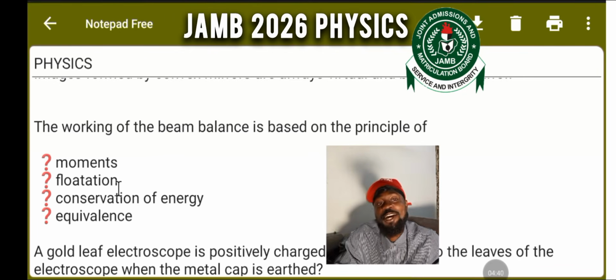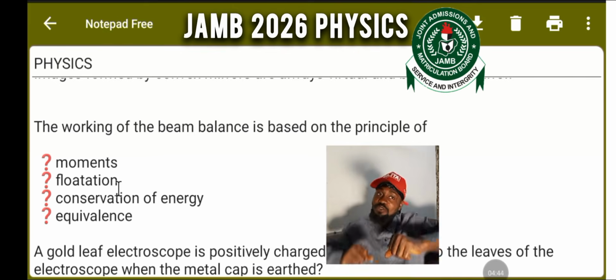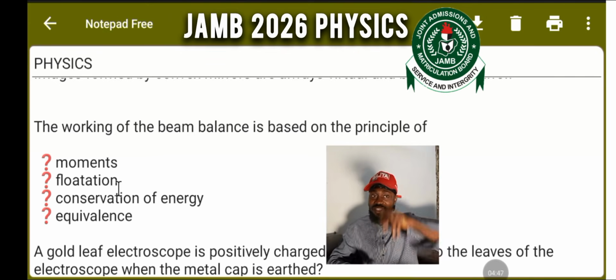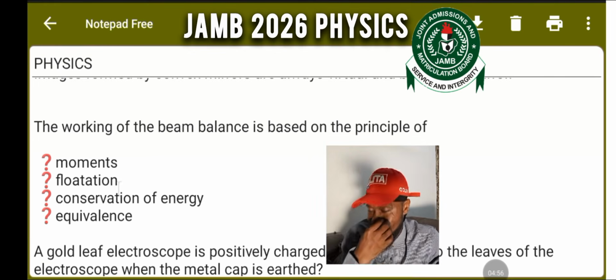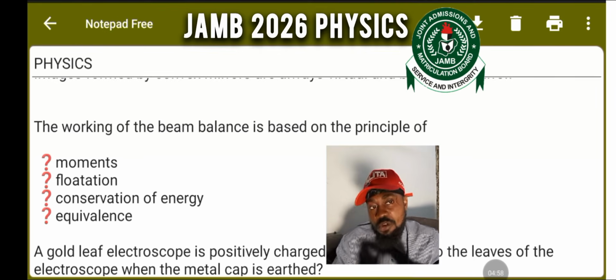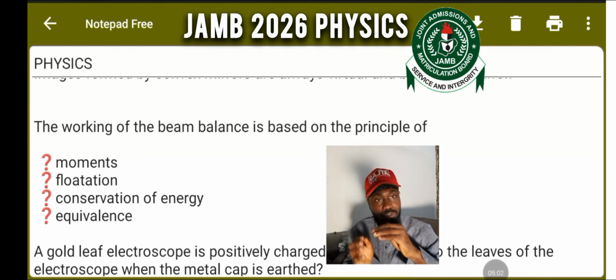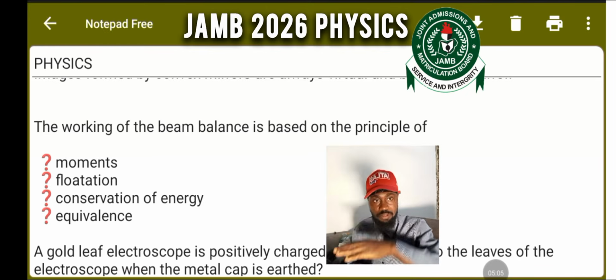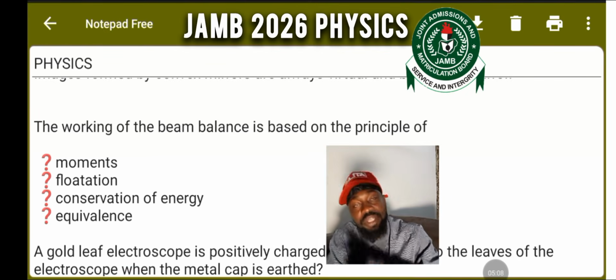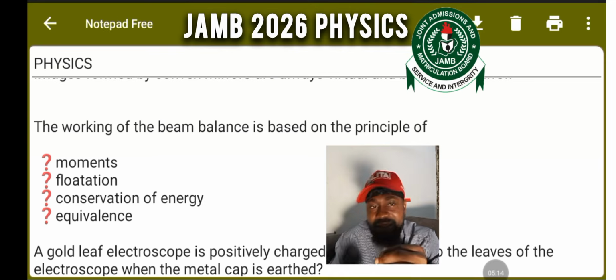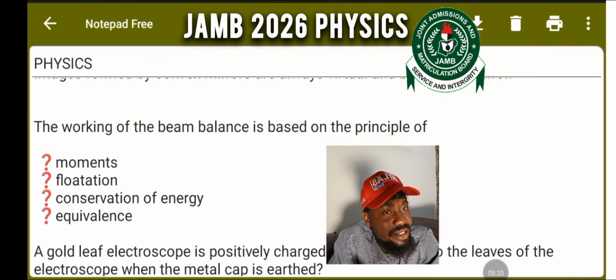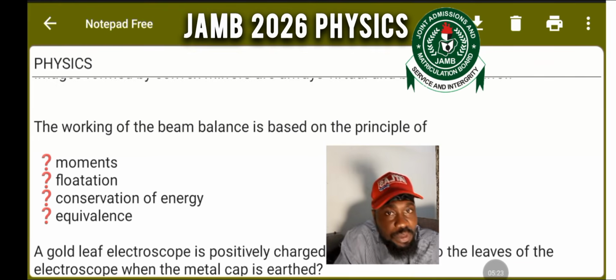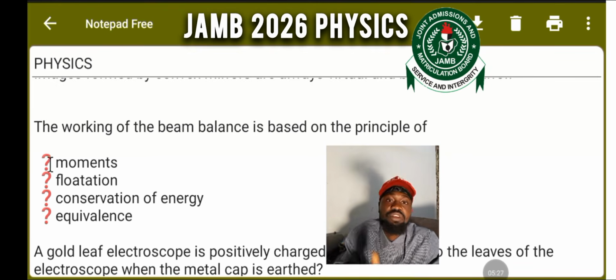Flotation, does it work under the principle of to and fro movement, like this, oscillation? Yes, flotation has some form of oscillation, because if an object is floating like this, there's a to and fro movement. But flotation is in water and fluid, and a beam balance has no relation with water or fluid. So we can't pick this answer. So we look at the final option.